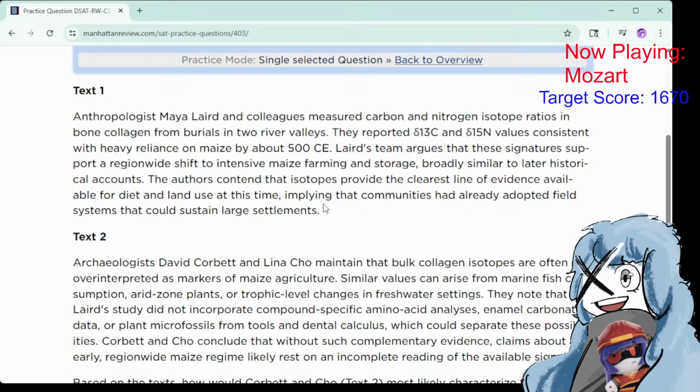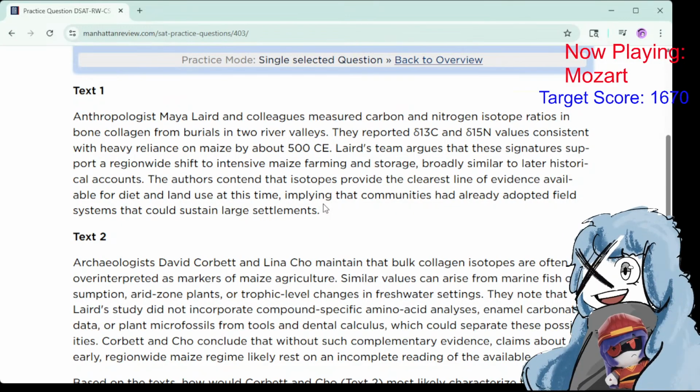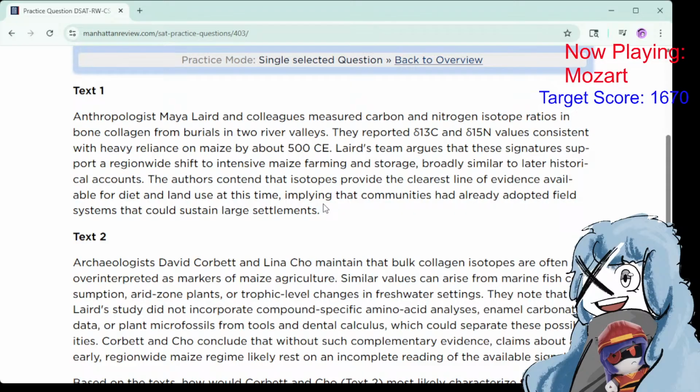Laird's team argues that these signatures support a region-wide shift to intensive maize farming and storage, broadly similar to later historical accounts. The authors contend that isotopes provide the clearest line of evidence available for diet and land use at the time, finding that communities had already adopted field systems that could sustain large settlements.